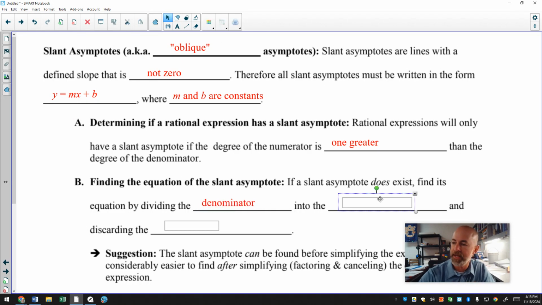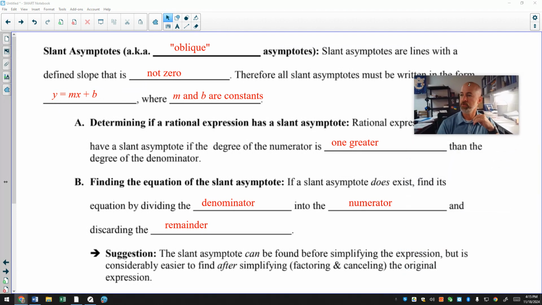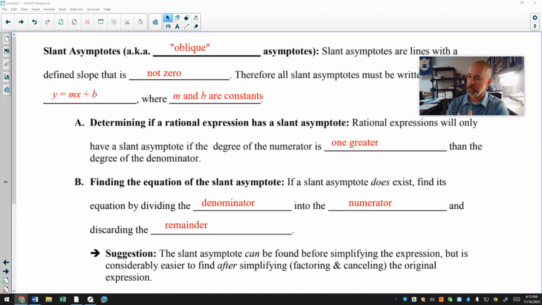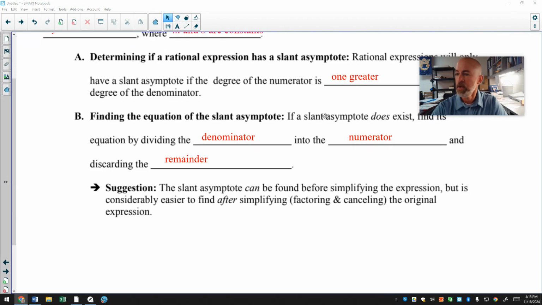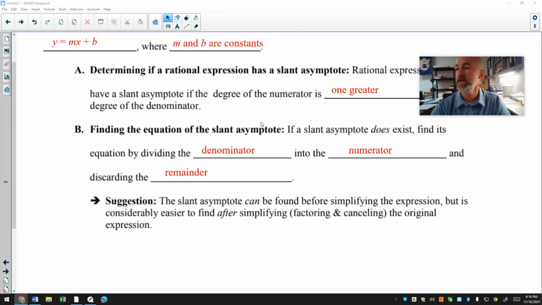You find the slant asymptote by dividing your denominator into the numerator and then just discarding whatever remainder may exist. So we'll do synthetic division or long division. Long division's safer. It's longer, but it's safer. Synthetic division is really efficient, though. A little suggestion for slant asymptotes: if you can factor and cancel and simplify your expression before doing the division, it helps. You can find slant asymptotes before canceling, but if you factor first, it does make the division a little bit easier.